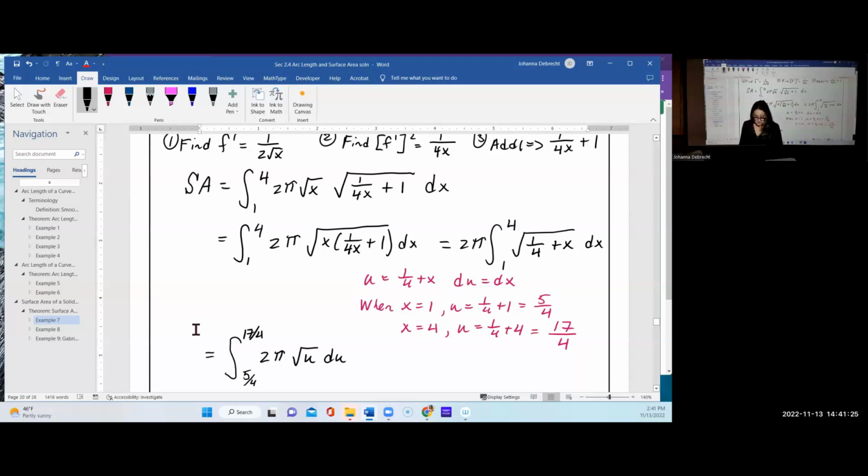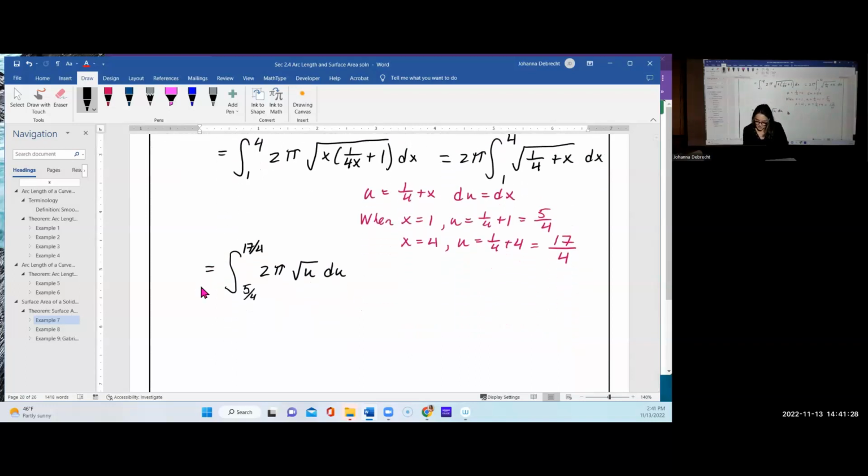Now I can go ahead and integrate this with respect to u. And when I integrate with respect to u, I get 2 pi. Remember, you can think of this as u to the 1/2 power. So you're going to raise it, and it's going to become u to the 3/2 power. And then you want to multiply by the reciprocal of that, so this is going to be multiplied by 2/3. And now the next thing we need to do is evaluate between 5 over 4 and 17 over 4, or if you left them x values, you need to go back and substitute out u for 1/4 plus x. This gives me 4 pi over 3.